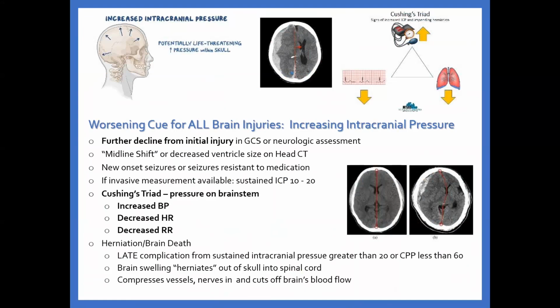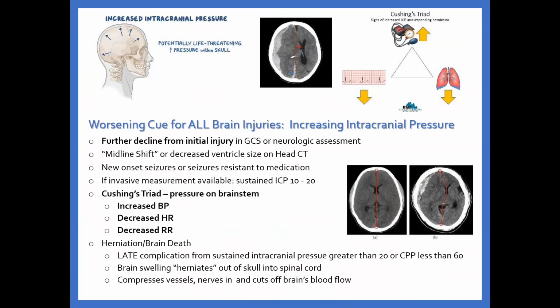Just like with a pneumothorax, where we're looking for symptoms of the heart and lungs being pushed out of the way, here we're pushing brain out of the way, so you're going to see a decline in your neurologic assessment. You may see a midline shift, you may not. You may have seizures. Remember, just like with cardiac, whenever your cardiac muscles are swollen or your electrolytes are off, you can have dysrhythmias.